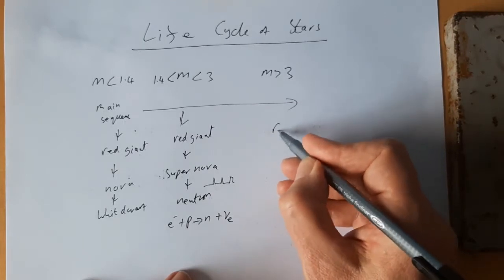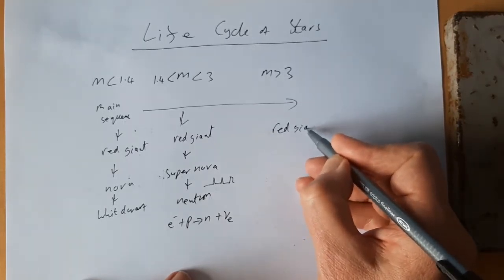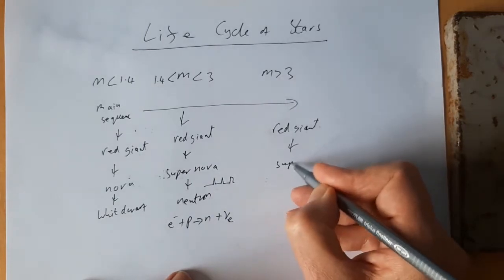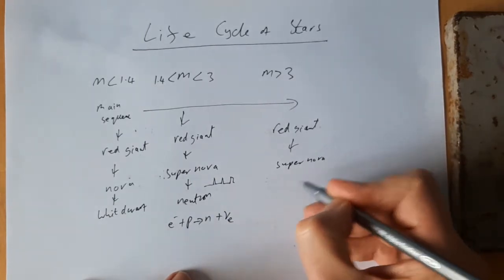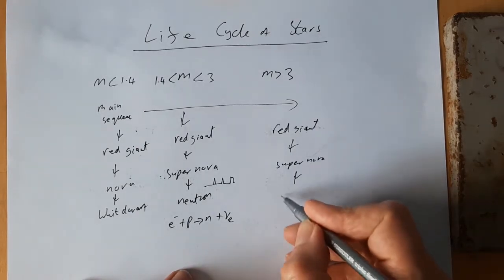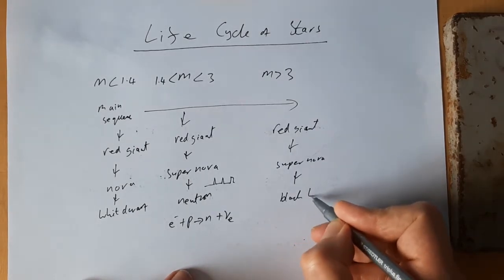If you're above a core mass of 3, then again we go through a red giant or a super red giant. Again we go through a supernova, but now the force of gravity is so strong we're going to even overpower the strong nuclear force holding the neutrons apart, and we're going to form a black hole.